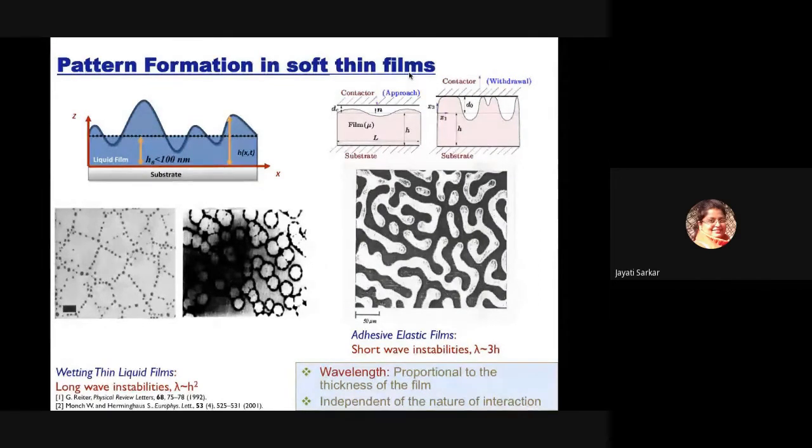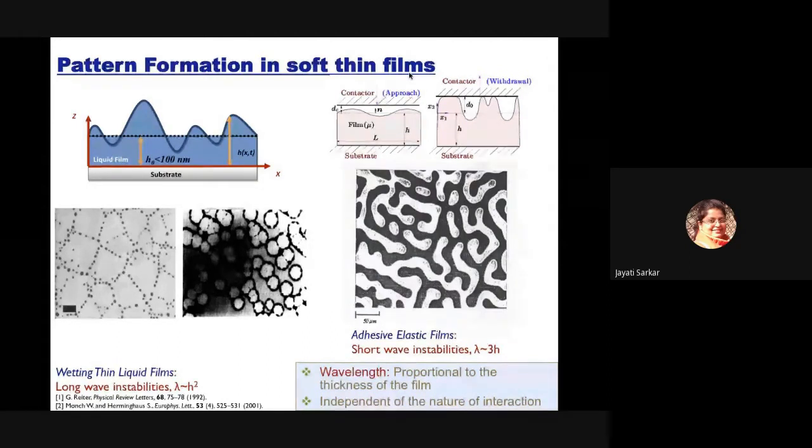And moreover, in these liquid dewetting films, the instability is very much dependent on the nature of the substrate, right? If you change the substrate, if you coat the substrate, then the wavelengths would be different. But in the case of elastic films, when we coat the contactor or bring in different types of contactor, whether it be a glass contactor or a silicon contactor, the wavelength always remains as 3h. So these are the two different types of instabilities we have seen in thin films in different configurations.